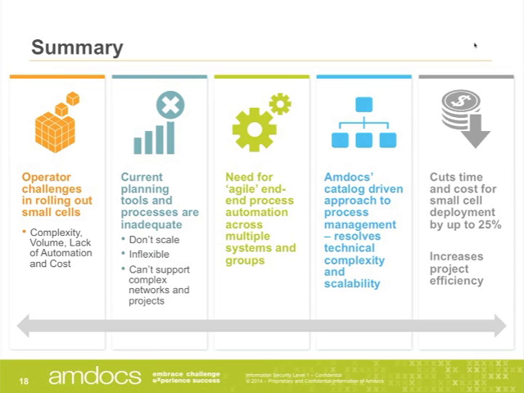There's a need for agile end-to-end process automation across multiple systems as well as groups. So it's not just about having a process, but you need to be able to have that process managing and working across a number of different systems. So there is a degree of system integration to be done. It's better to have one single source of information and have multiple systems sharing that information.